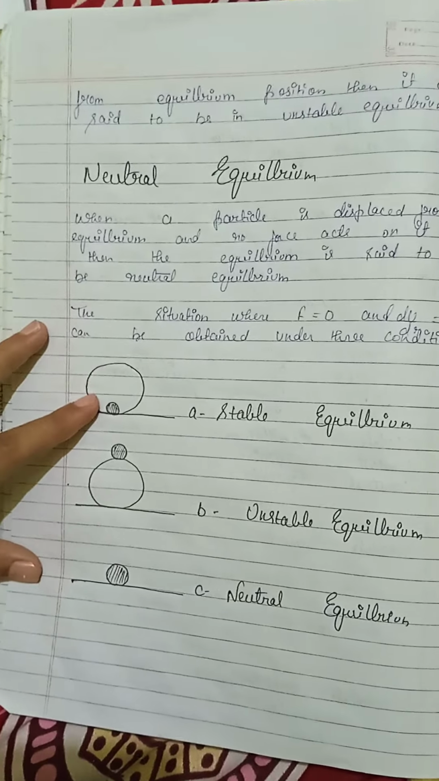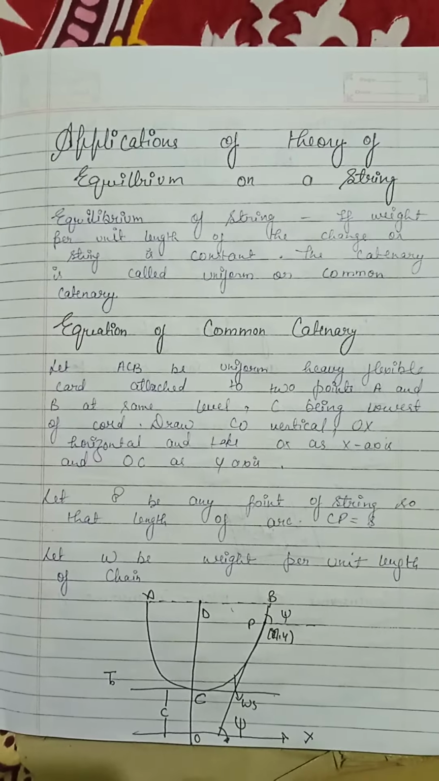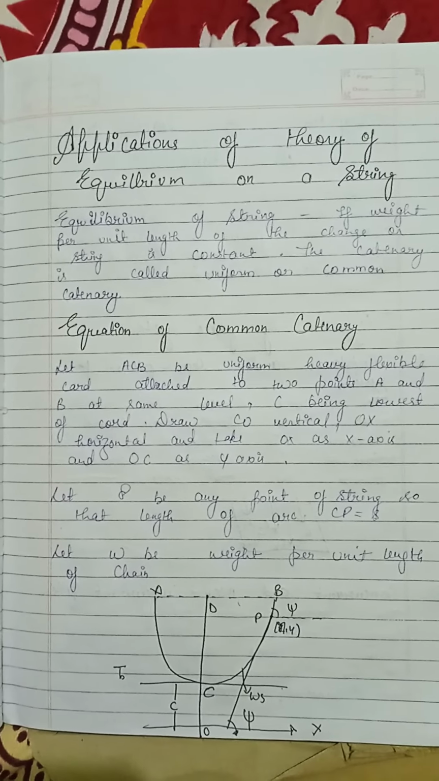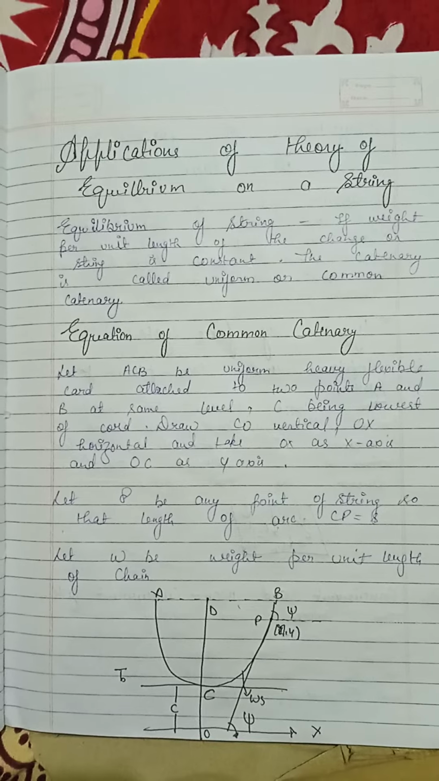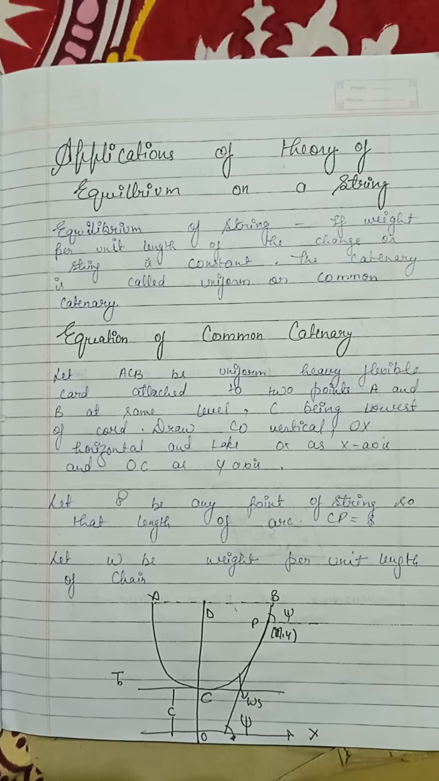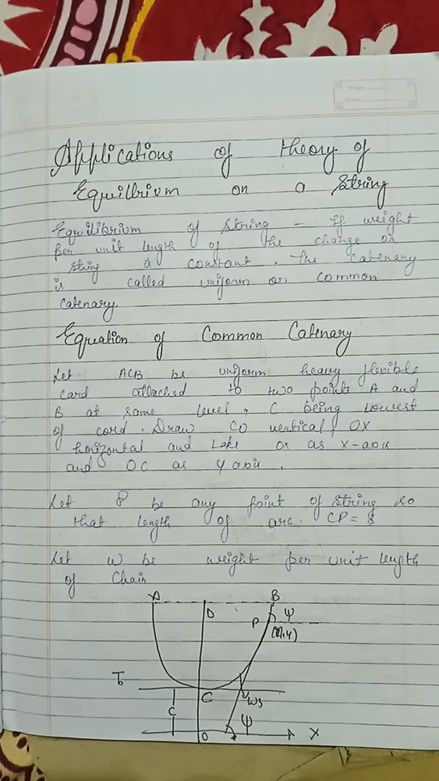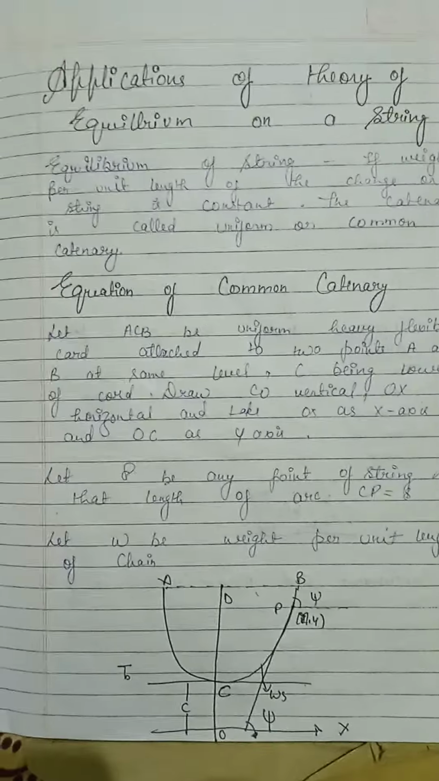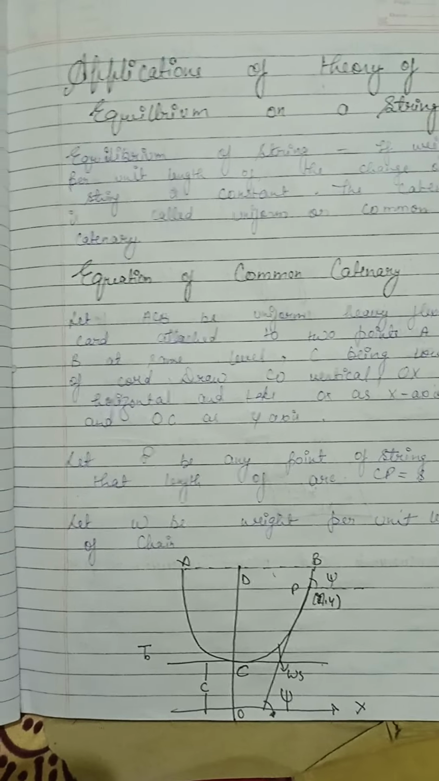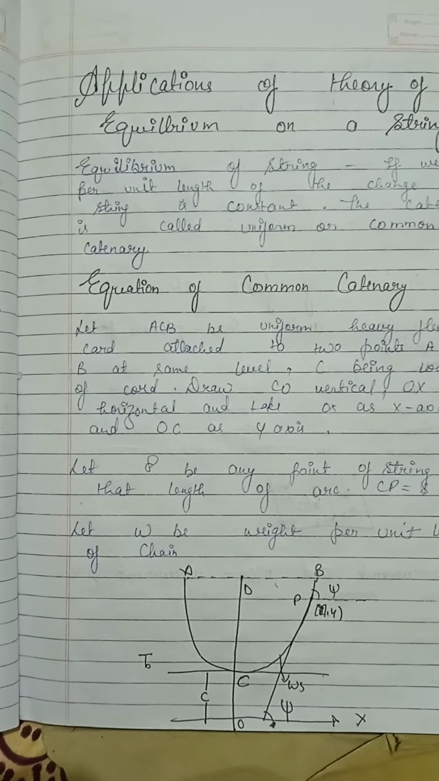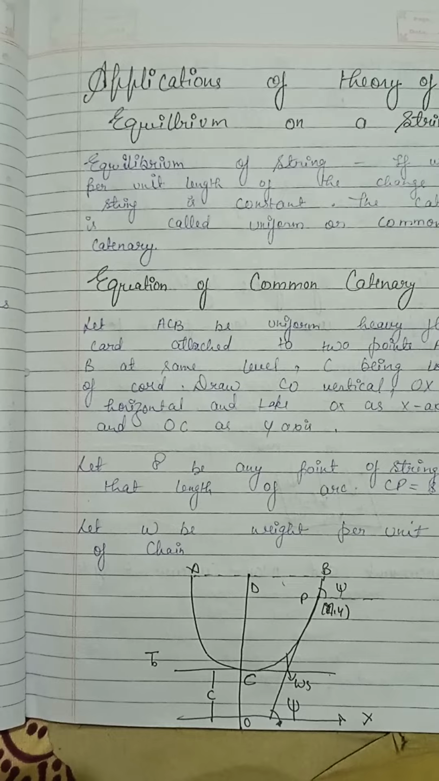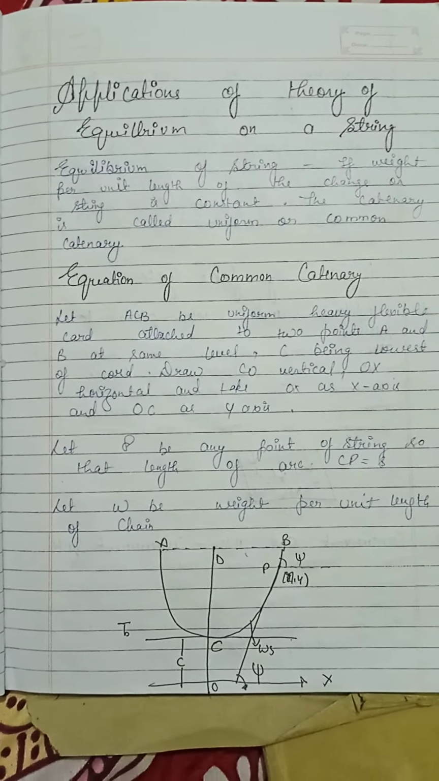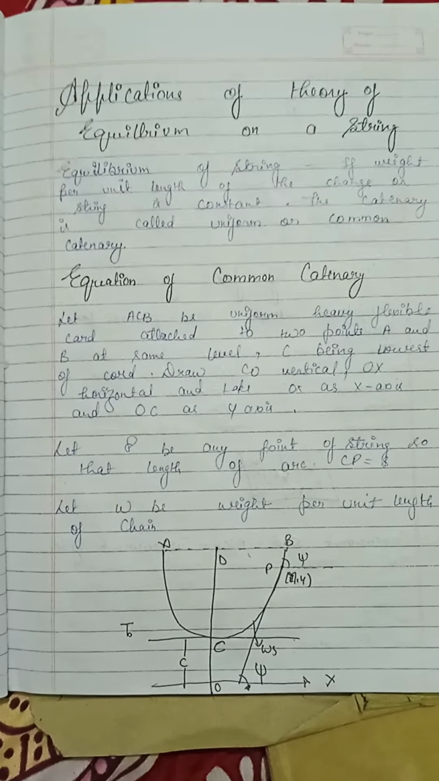Now let us proceed towards applications of the theory of equilibrium on a string. Now, equilibrium of a string. If the weight per unit length of the chain or the string is constant, the catenary is called the uniform or the common catenary. Now the equation of the common catenary. Before that, you must consider that the string should be flexible and inextensible, that is, it offers no resistance to bending at any point.